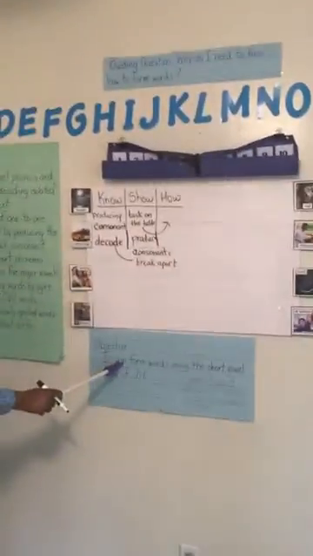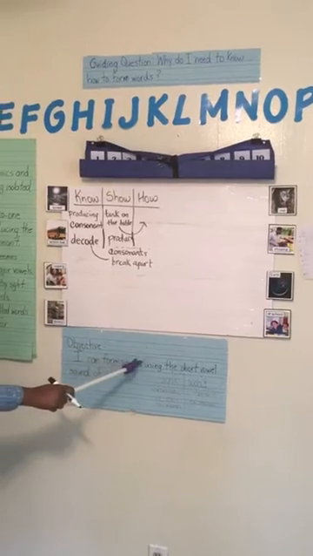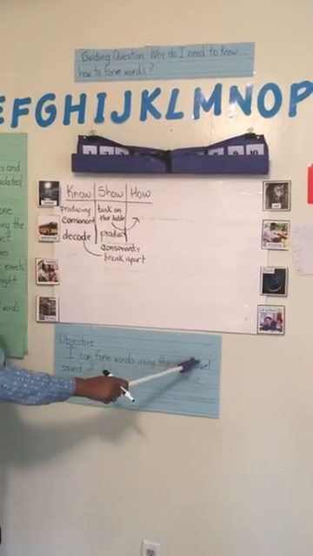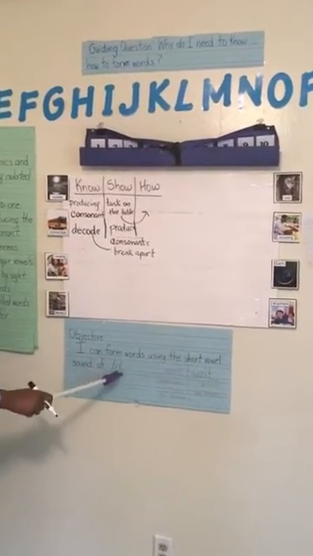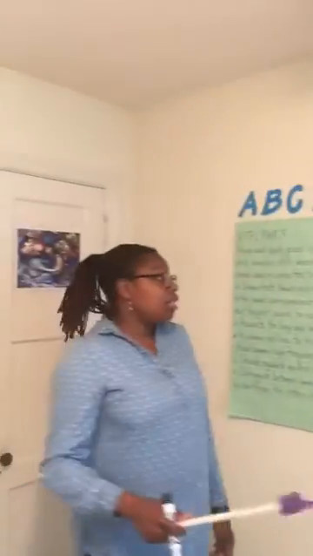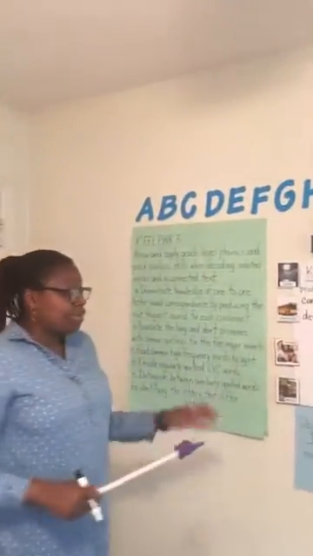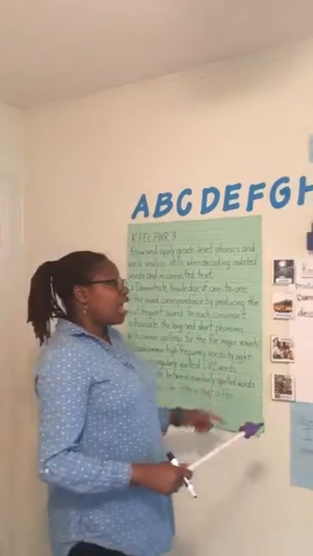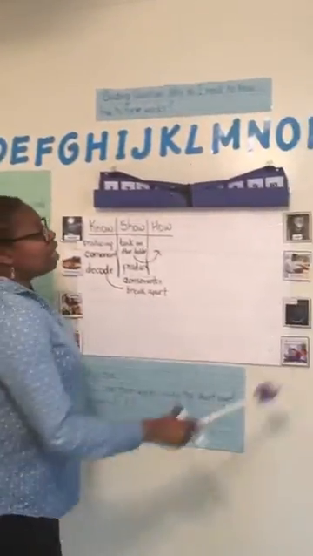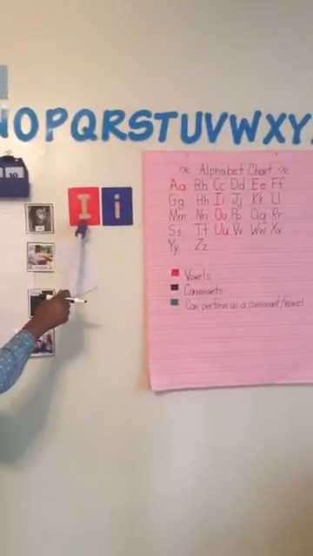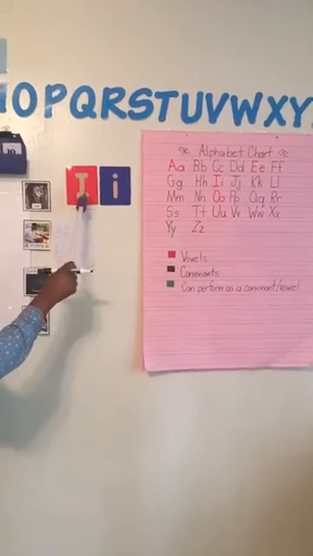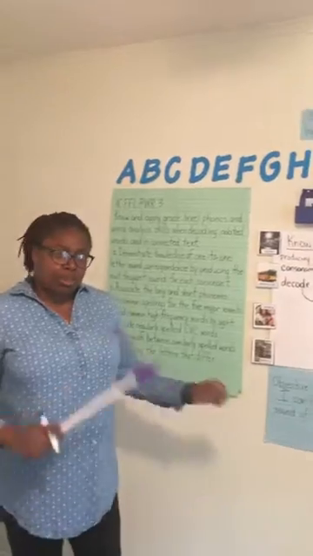All right, so now let's look at our objective. I can form words using the short vowel sound of I. So we're not only going to be looking at all these other things, but we're going to be using the short vowel sound of I to actually form words. And over here, we have our letter I. Uppercase I, lowercase I. But before we get started, we're going to do a quick review.